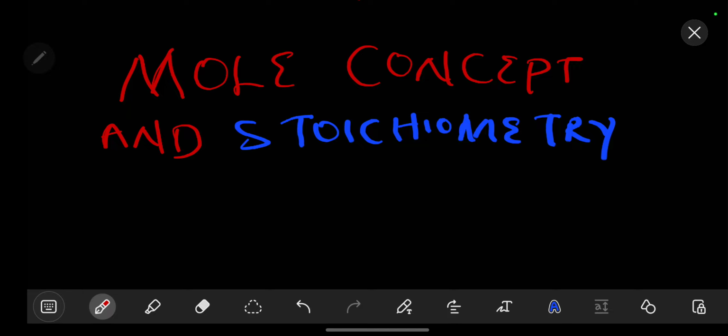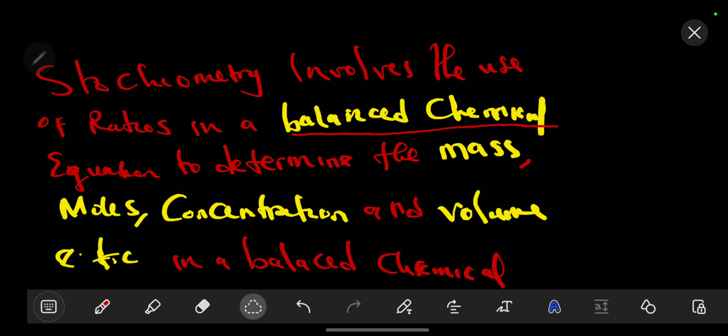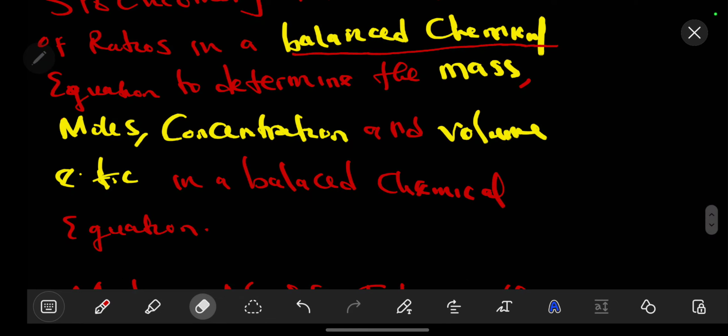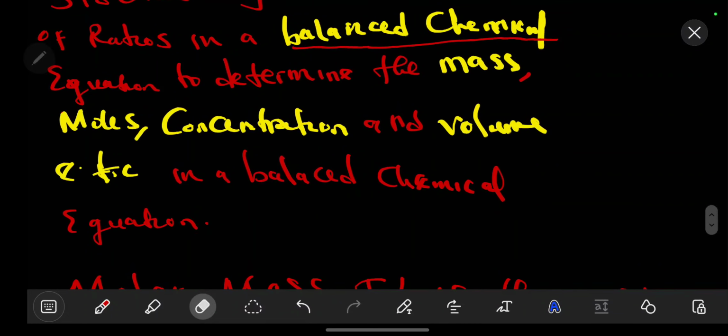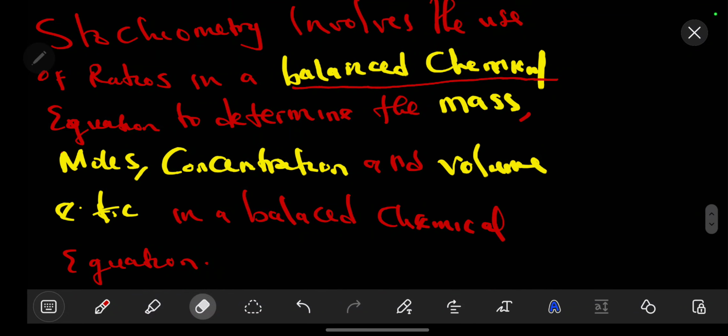Stoichiometry is just the use of ratios in a balanced chemical equation to be able to predict the mass, volume, concentration, and the number of moles. So just as we have said, we are going to be looking at a balanced chemical equation. With a balanced chemical equation, we can predict the mass, the moles, the concentration, and the volume. Now, the molar mass is very important for us to also understand.